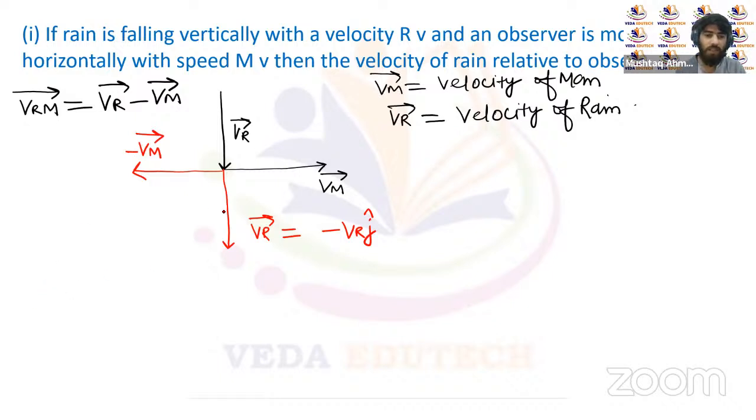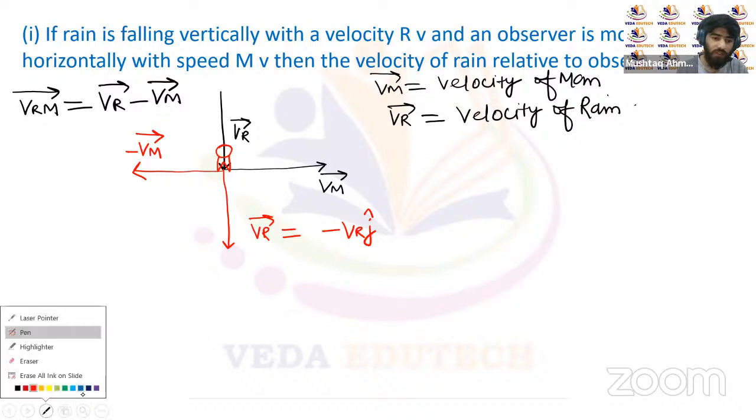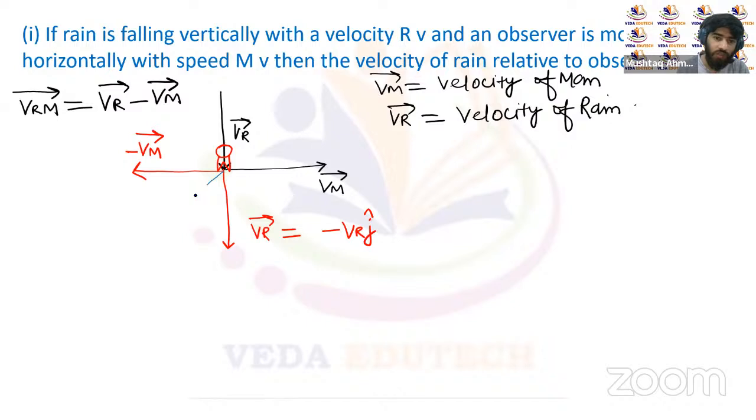If this is minus Vm, then the person standing here will observe the rain falling along this direction. This will be the direction of the relative velocity, the velocity of rain with respect to man. So the man will observe the rain falling in this direction, like this.